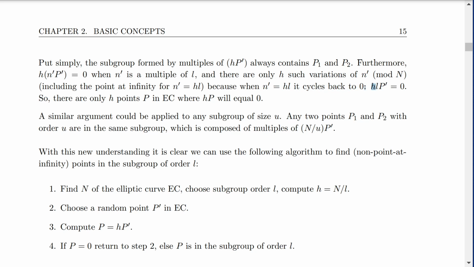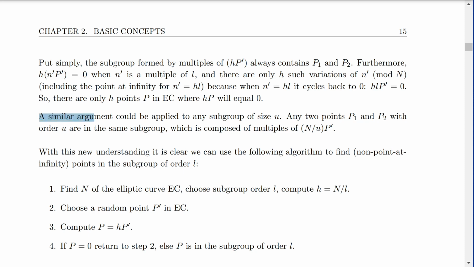Long story short, h times L times P prime equals 0, right? This is the same identity as up here, where n prime is replaced by L. And this identity here is the same thing as n times P prime, because n is equal to hL, and n times P prime equals 0. So this finally concludes by noting that there are h points P in the elliptic curve where h times P will equal 0. If h is equal to 8, then there are 8 points in the elliptic curve where if we multiply them by h, you're going to get a result of 0.